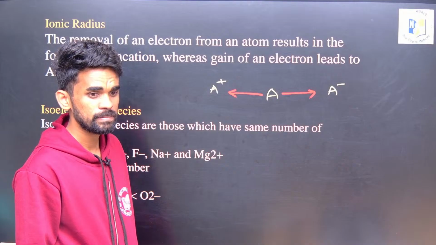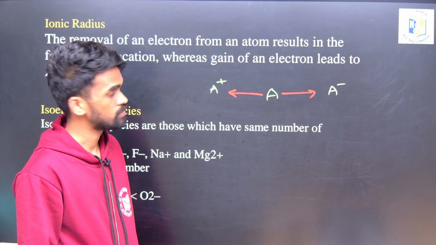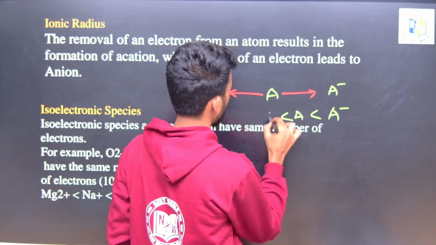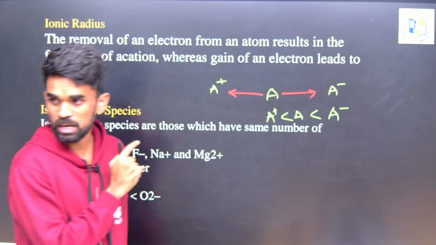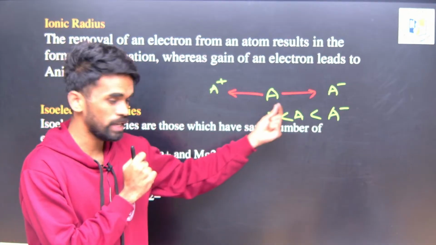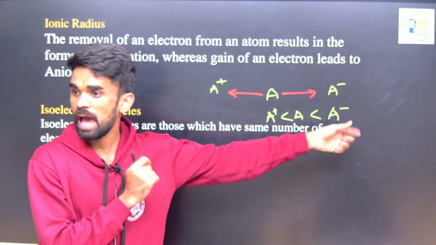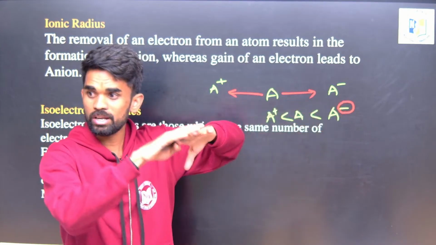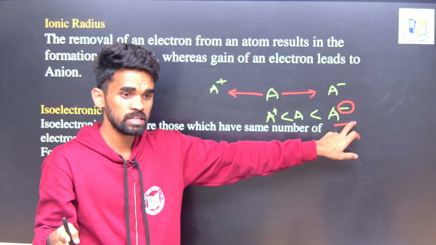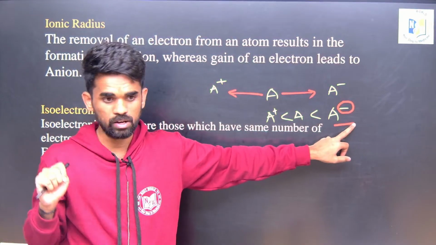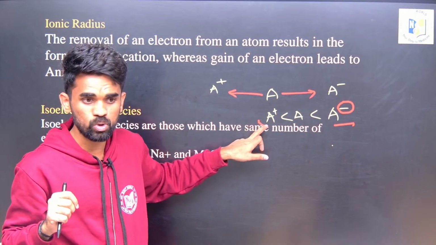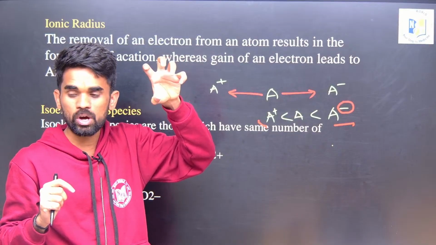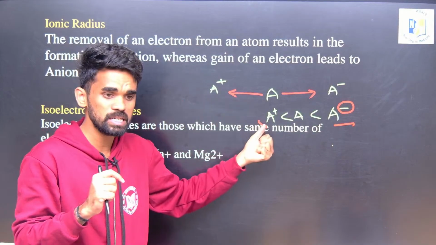Order: A minus, A plus. A cation will always be smaller than its respective anion. Why? Because the number of electrons is more in the anion, so the electron cloud is expanded and its size will be larger. Here the positive charge is more than the negative charge, meaning the nuclear charge is more, it will strongly attract the electron cloud, so the size becomes smaller.